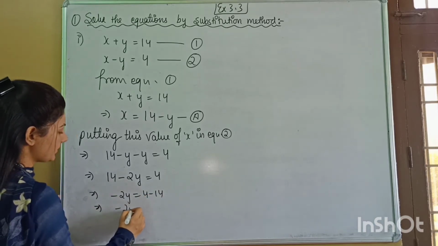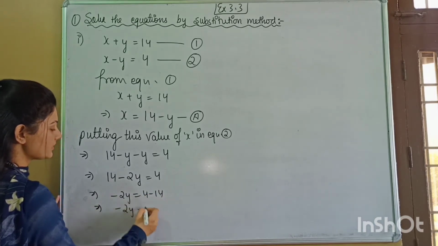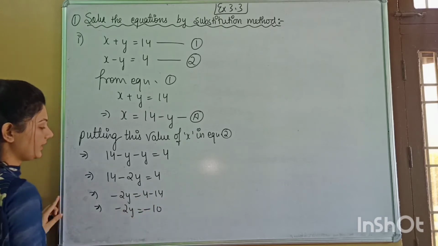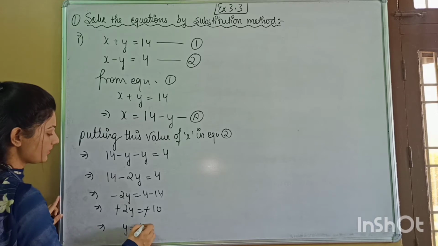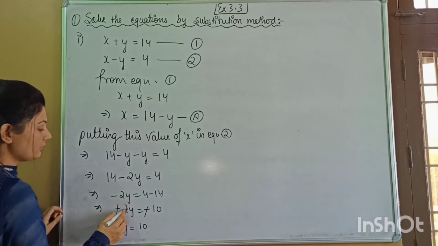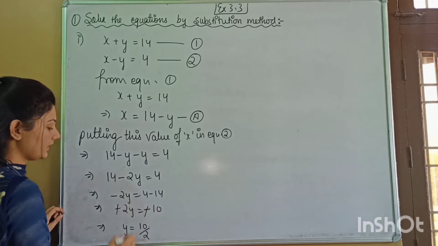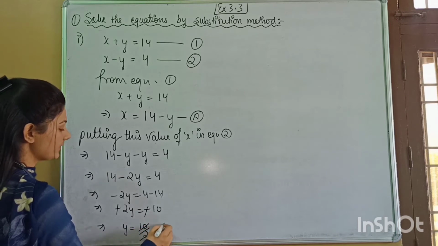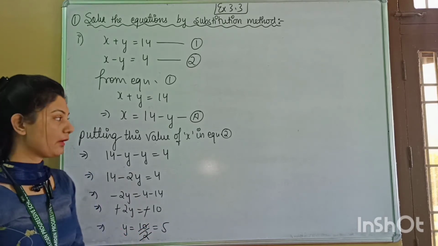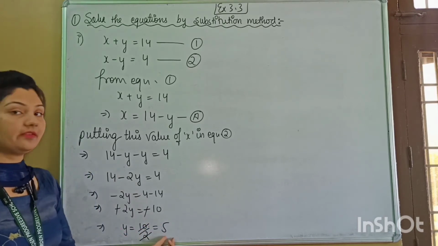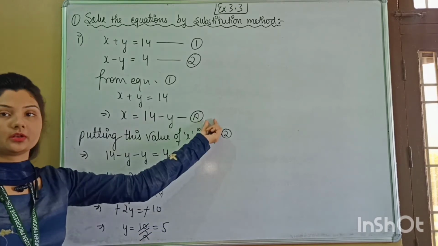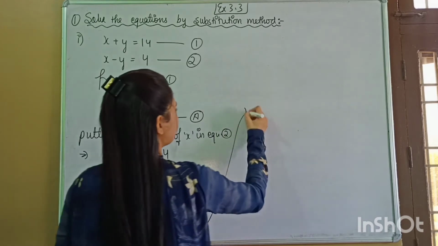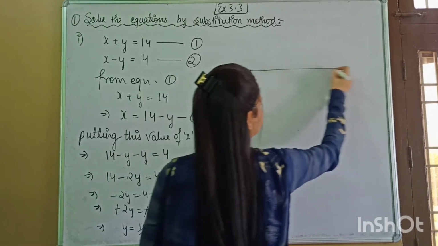So as we are subtracting greater number from the smaller number, so the answer will be negative. Minus and minus will be cancelled. Y is equals to 10. Now this 2 will go to the RHS, so it will go in the denominator. Cancelling this, we get the value of y as 5. Now as we have got the value of y, so we will put this value of y in equation A and we will take out the value of x also.